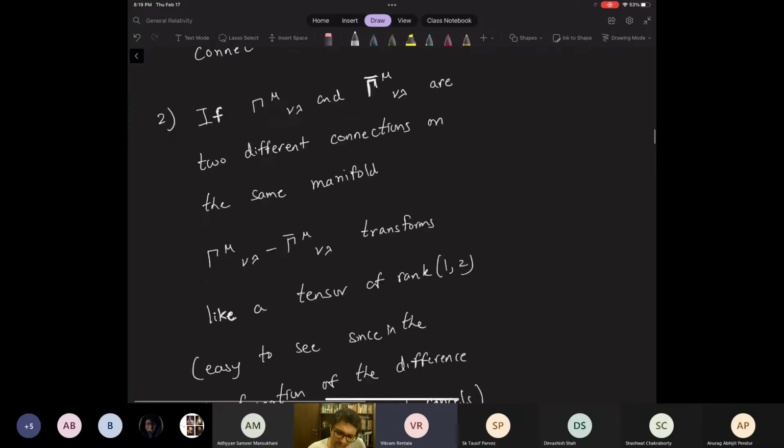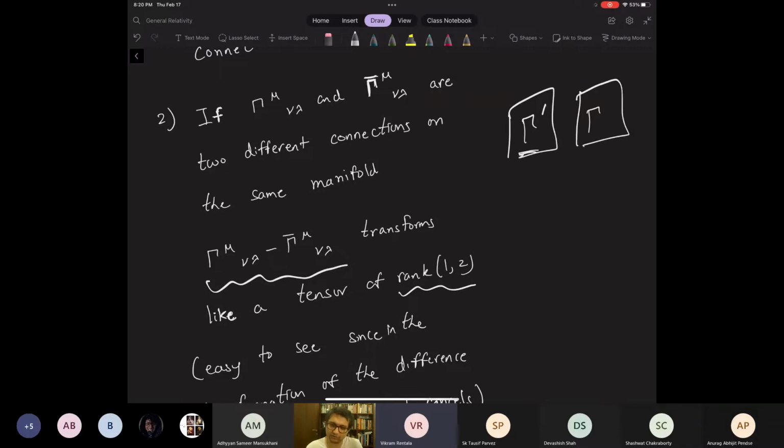Similarly, if you give me one connection and another connection on the manifold, then the difference between these two must transform like a tensor of rank 1, 2. That is, if I give you a connection on the manifold and you give me a connection on the manifold, the difference between them must transform like a tensor of rank 2. Again, this is obvious because these connection coefficients must satisfy that when I transform them to a different coordinate system.